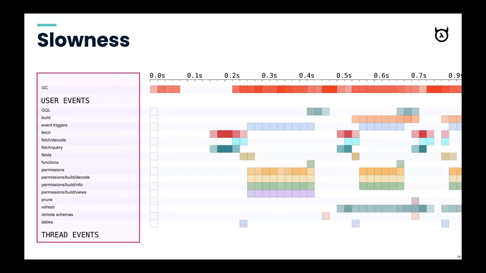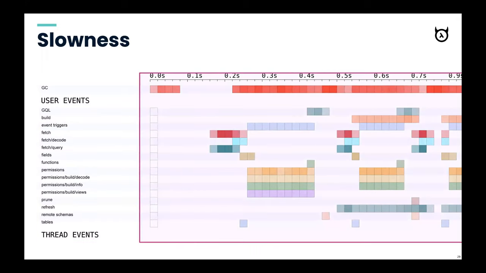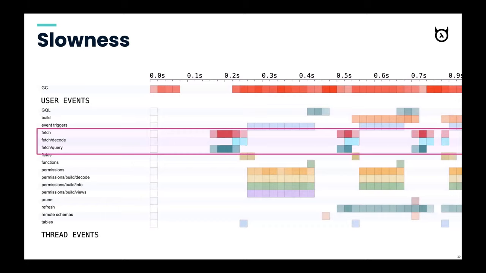And so this is a profile of what that looks like. On the left-hand side, there are the different kinds of operations that we have to run in order to build the schema cache. So there's things like fetching the data from Postgres, building permissions, building table information. And on the right-hand side, we have a timeline of events divided up into slices. Each one of these little boxes corresponds to a certain amount of time that was spent in that time slice doing a particular thing. So if you look at this row right here, this is the amount of time that we spend actually fetching the information from Postgres and parsing it. And the other boxes down below are the amount of time that we spend actually doing processing on it.